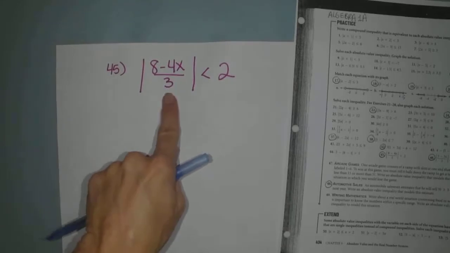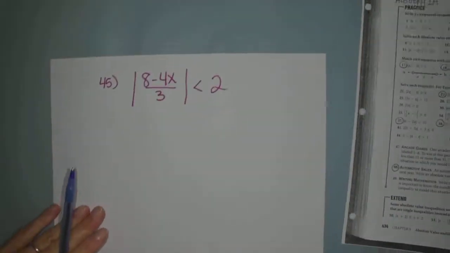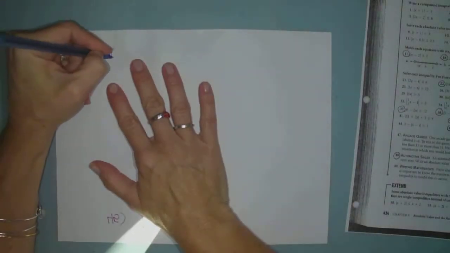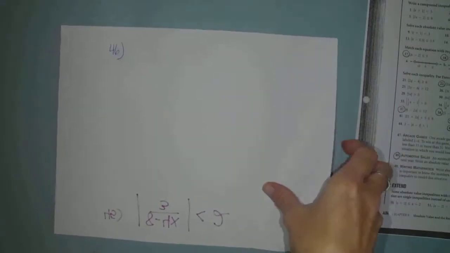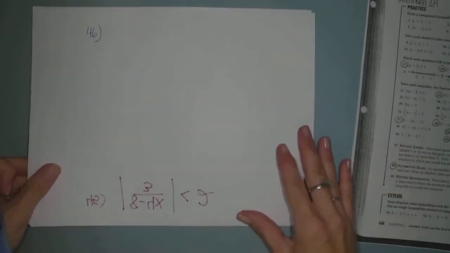You know what? I'm actually going to change my mind. 45 is another less than, and we just did a less than. So can I change that? Let's do 46 instead, because that's a greater than, and I'd like to show you that. So I'm going to flip this over. Let's do number 46 instead. Okay, so we did 17.